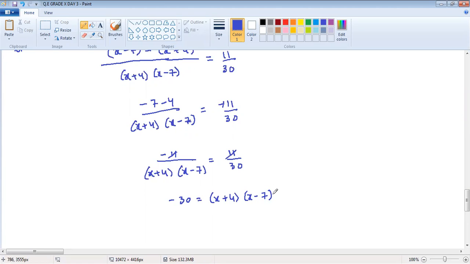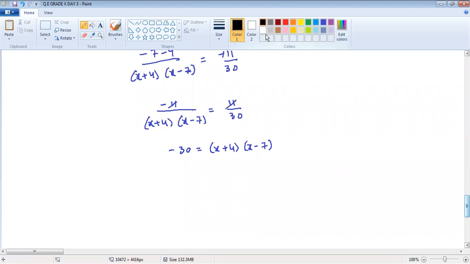Right? Yes, sir. Open the brackets this side. So when you multiply, open a bracket, x into x square minus 7x plus 4x minus 28, which is equal to minus 30. So then what can you write? x square minus 3x plus 2 is equal to 0. Am I right, ma? Yes, sir.